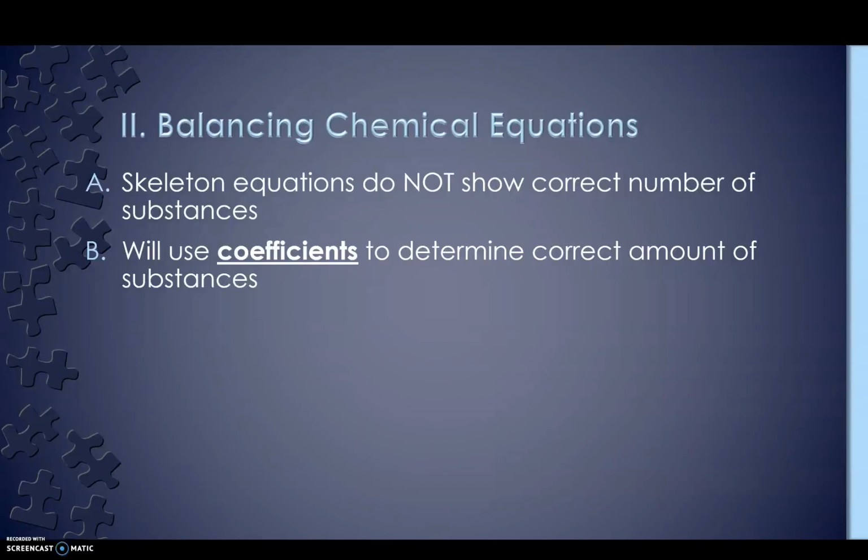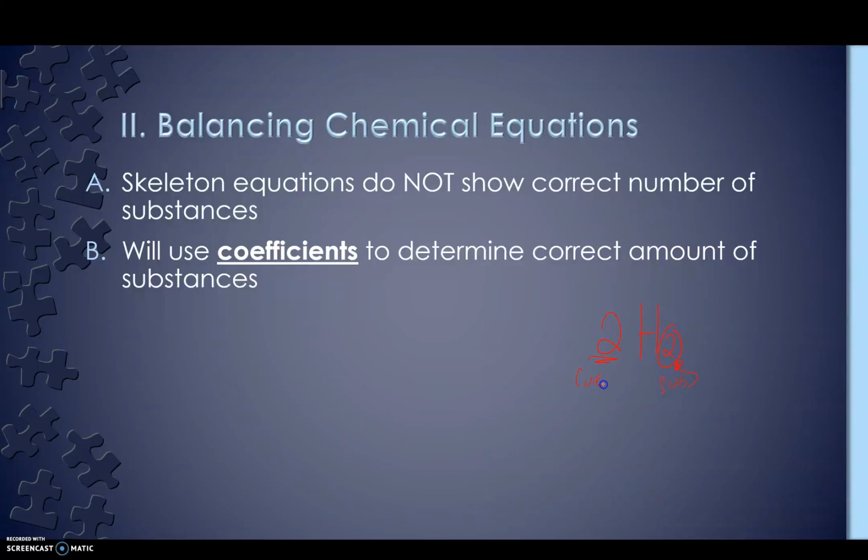So because those skeleton equations don't show you the correct number of substances, we're going to use what are called coefficients, and those are going to be big numbers that sit out in front of the compound or the element. So instead of having something like H2, where this is the subscript, if you have 2 H2, this right here is the coefficient. It's a big number. Okay, so this is the subscript.